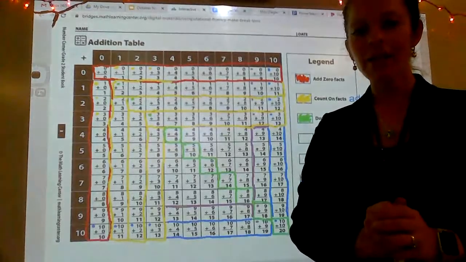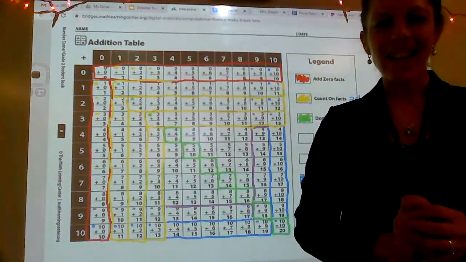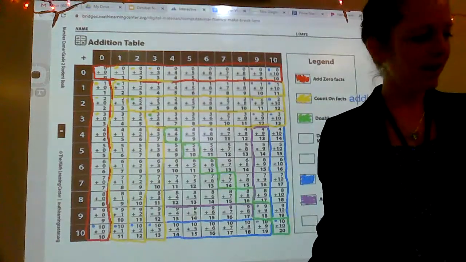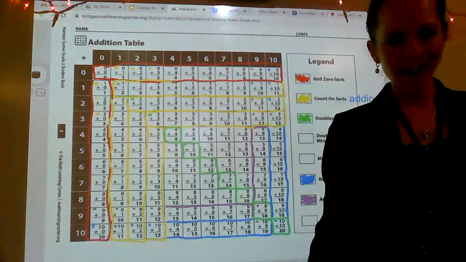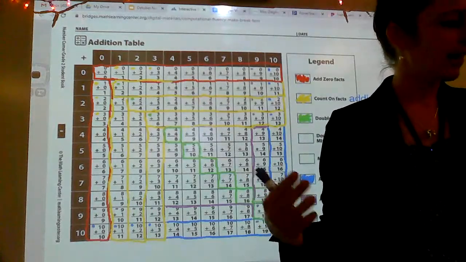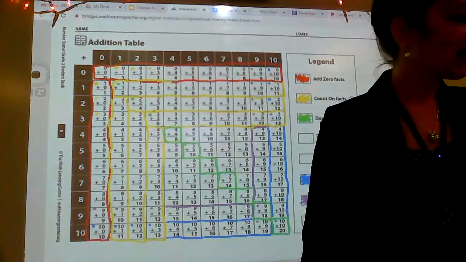Wow, we sure have a very, very colorful addition table so far. Now, we just saw that whenever we add 10 to a number, there's a pattern. If I start with 4 and add 10, I end up with 14. If I start with 6 and add 10, I get 16.